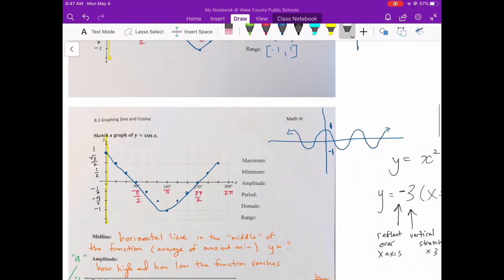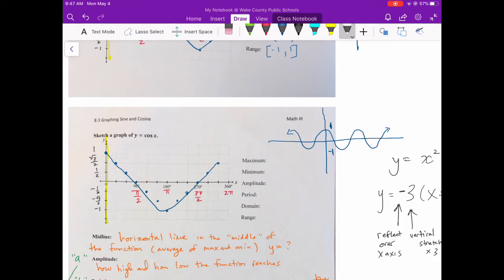And that's what we've got going there. The maximum, again, 1, minimum -1. The amplitude is 1 because that's the distance from the x value. The period in this case is just over 1 full revolution, 0 and 360 or 2 pi.